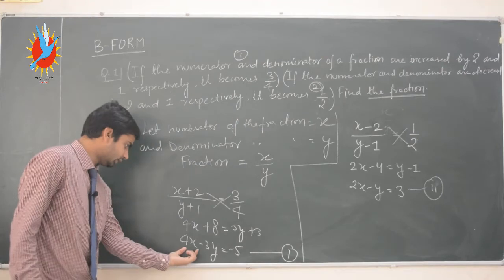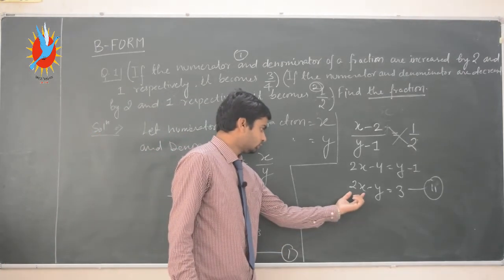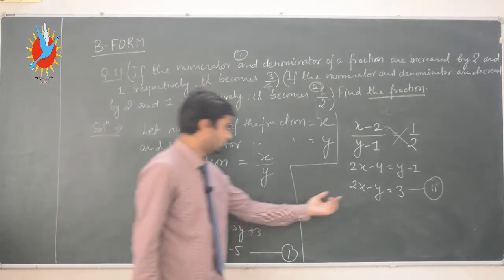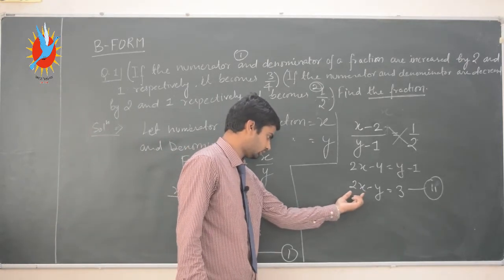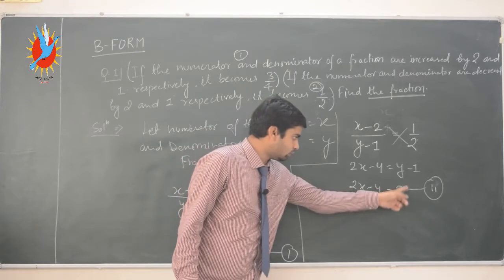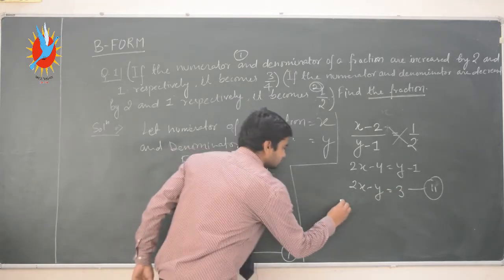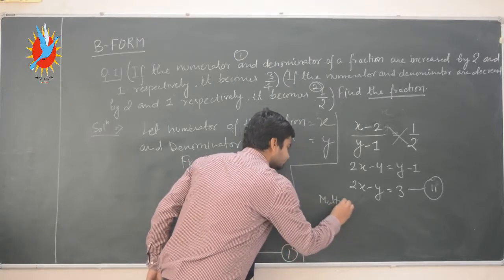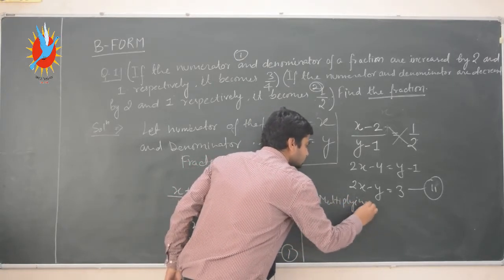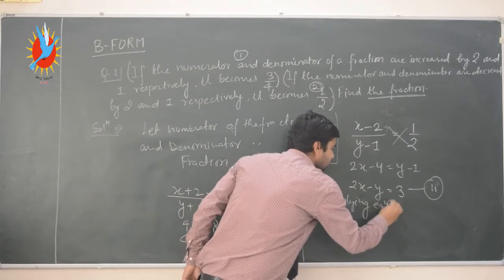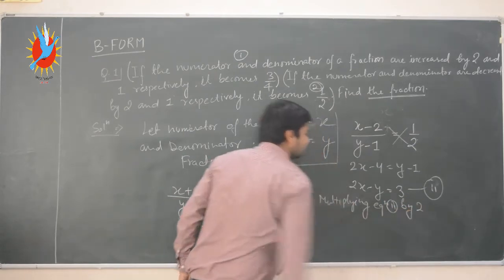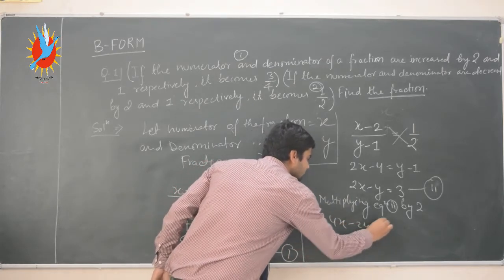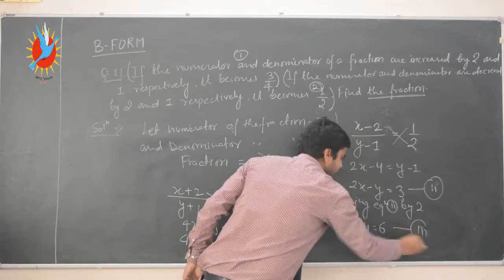Here it is 4x and here it is 2x. If we want to eliminate x, we must first make this 4x. So I am going to multiply this whole equation by 2. Multiplying equation 2 by 2, this expression will become 4x minus 2y equal to 6. Suppose this is equation 3.